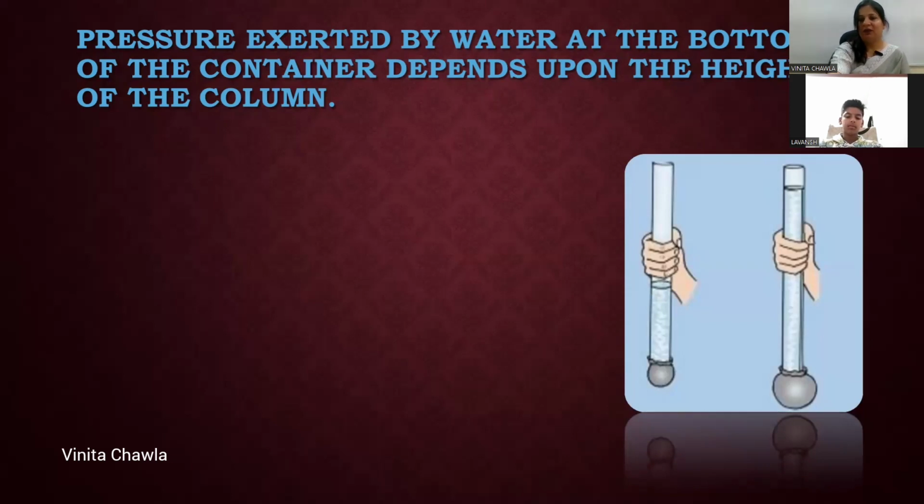So we have an activity here. Here we have taken two tubes, two containers, and you can see water filled in these containers. But water is filled with different heights in the two containers. In both the containers, we have something attached to it, right? What do you observe?